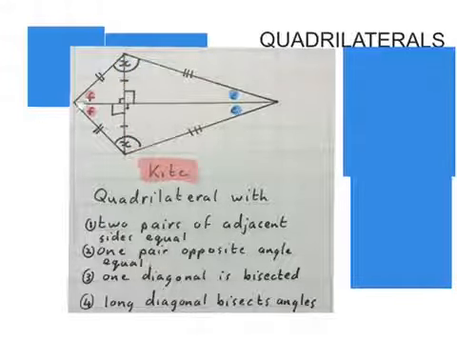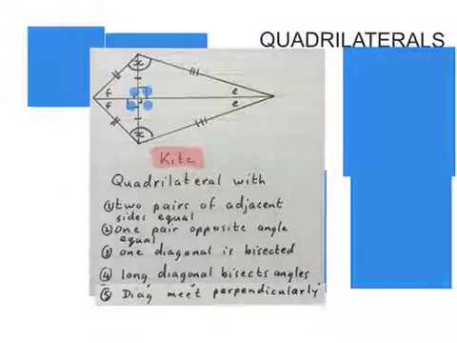The long diagonal bisects the angles, so that E and E are the same size, and that F is the same size. This last feature: the diagonals meet perpendicularly. So there where the two diagonals meet, all four of those round blue dots are 90 degrees. Please stop the video and get your brain around the kite. He is a little bit different from all the other quadrilaterals, so he must be seen in a different way. It's not a parallelogram, for instance.